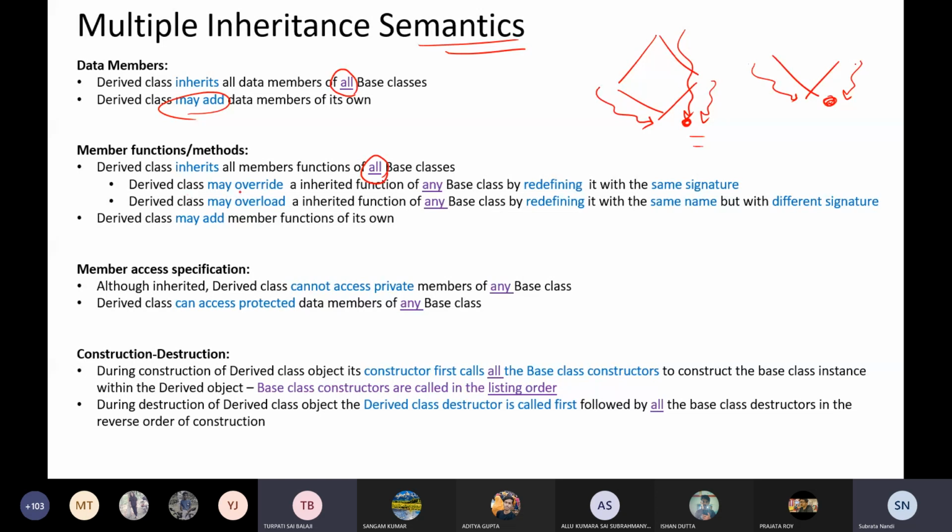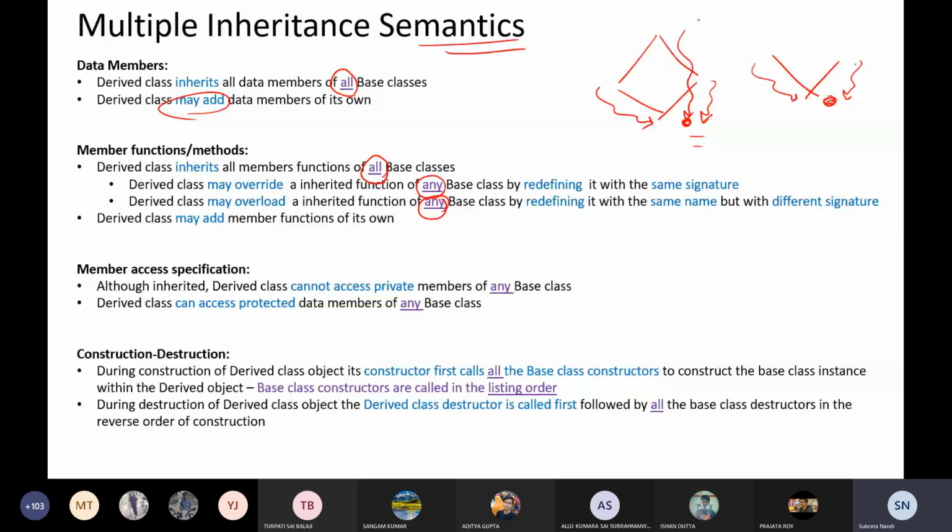That is obvious. And the derived class may override inherited functions of any base class, and may overload also. Whatever it inherits, no matter whether from the immediate base class or a higher base class, it can override or overload. There is no restriction for that. And the derived class can definitely add some methods.